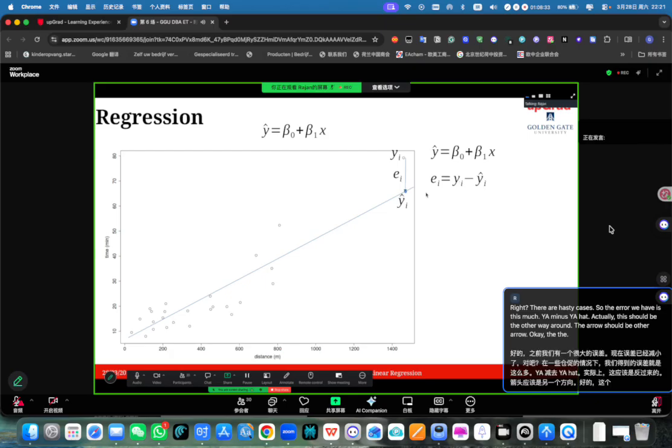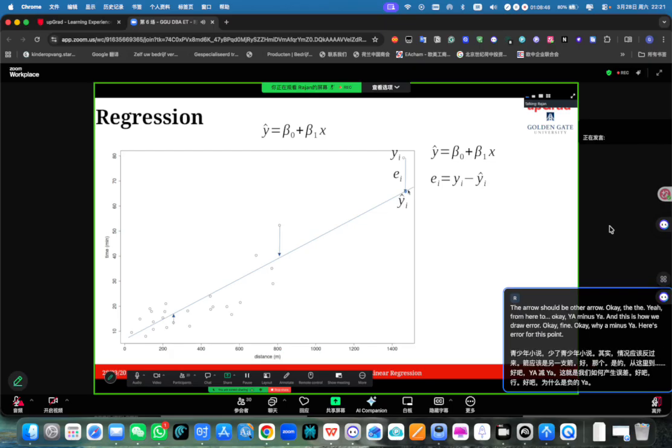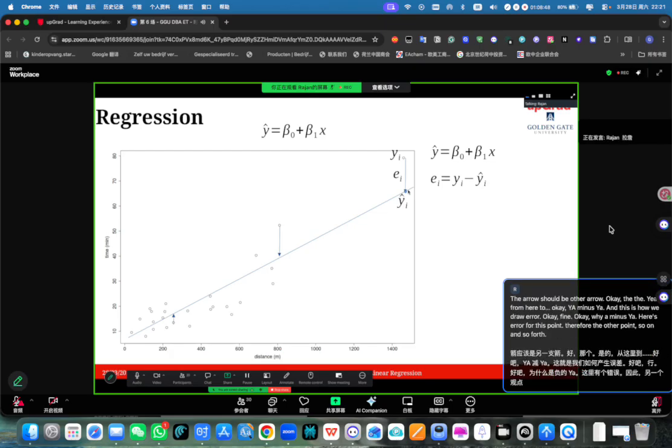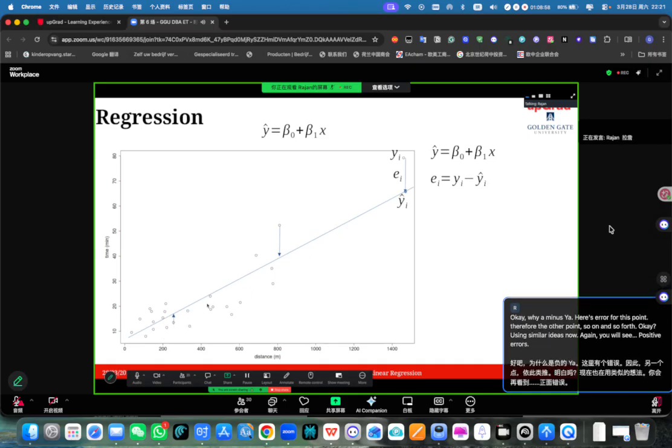From here to here, yi minus yi hat. This is how we denote error. Here's the error for this point, the error for the other point, and so on. Using similar ideas, you will see positive errors and negative errors. On an average, they will cancel out each other. Therefore, the sum of errors will be only 0.